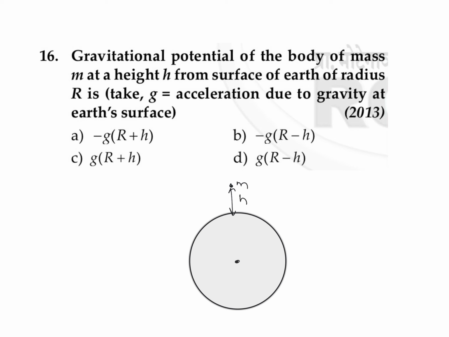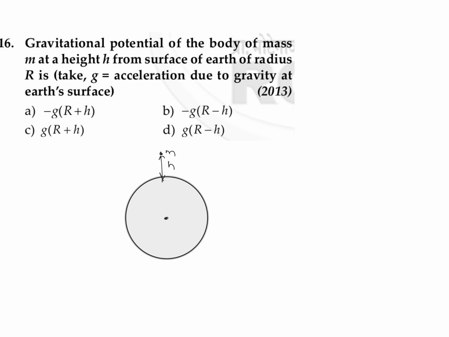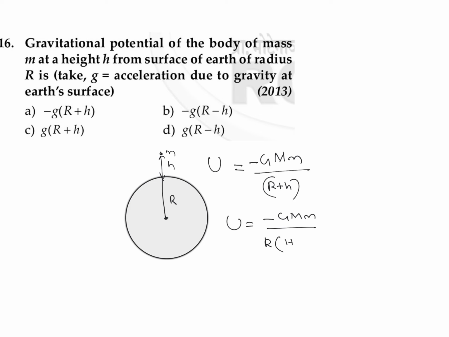gravitational potential energy. So we can take the distance from the center of earth as r plus h, so its potential energy is going to be minus GMm divided by the distance, which is r plus h. So this can be further written as U is equal to minus GMm, if I take this r as common over here, we get r times 1 plus h divided by r.